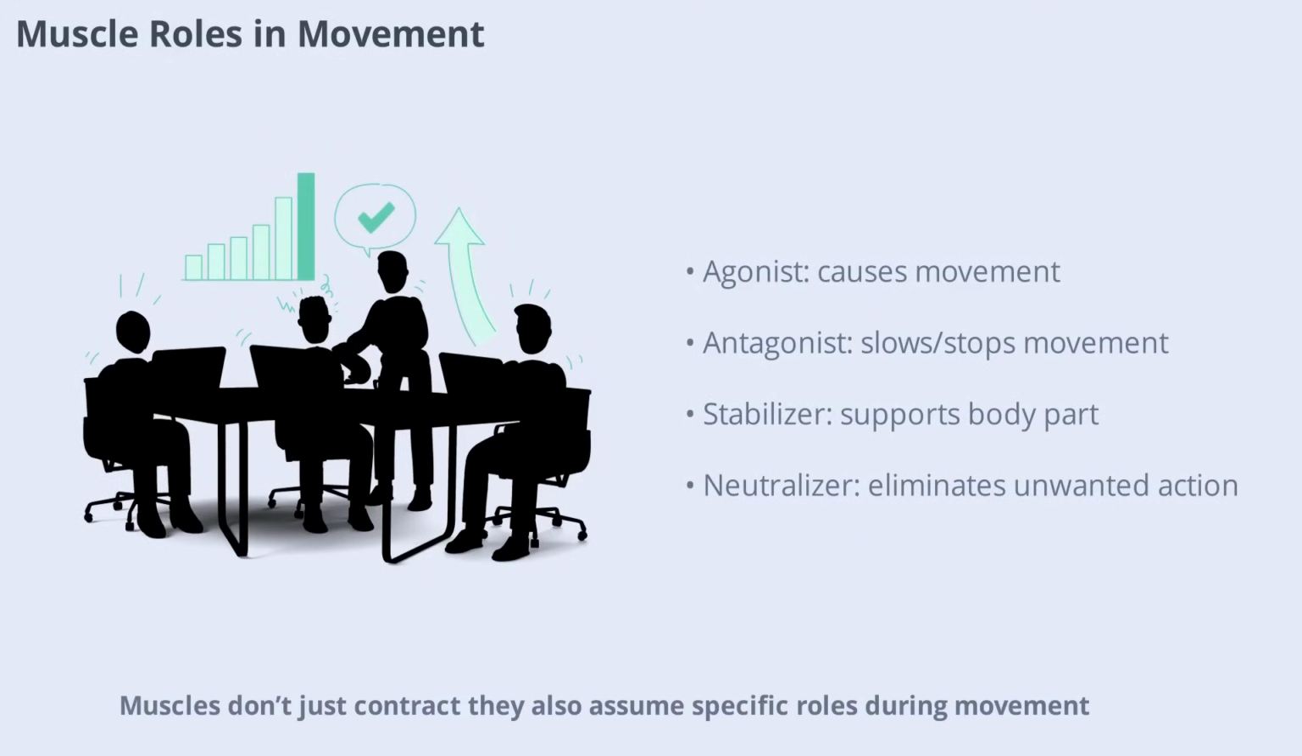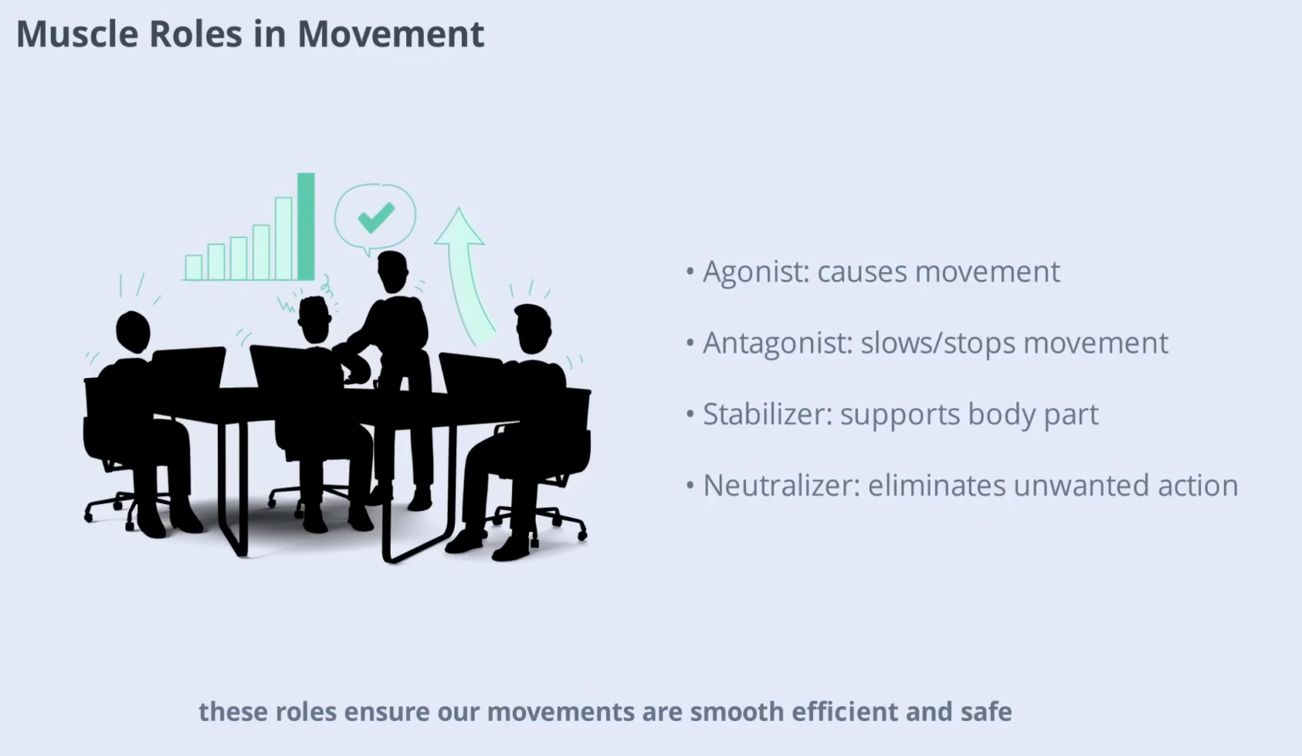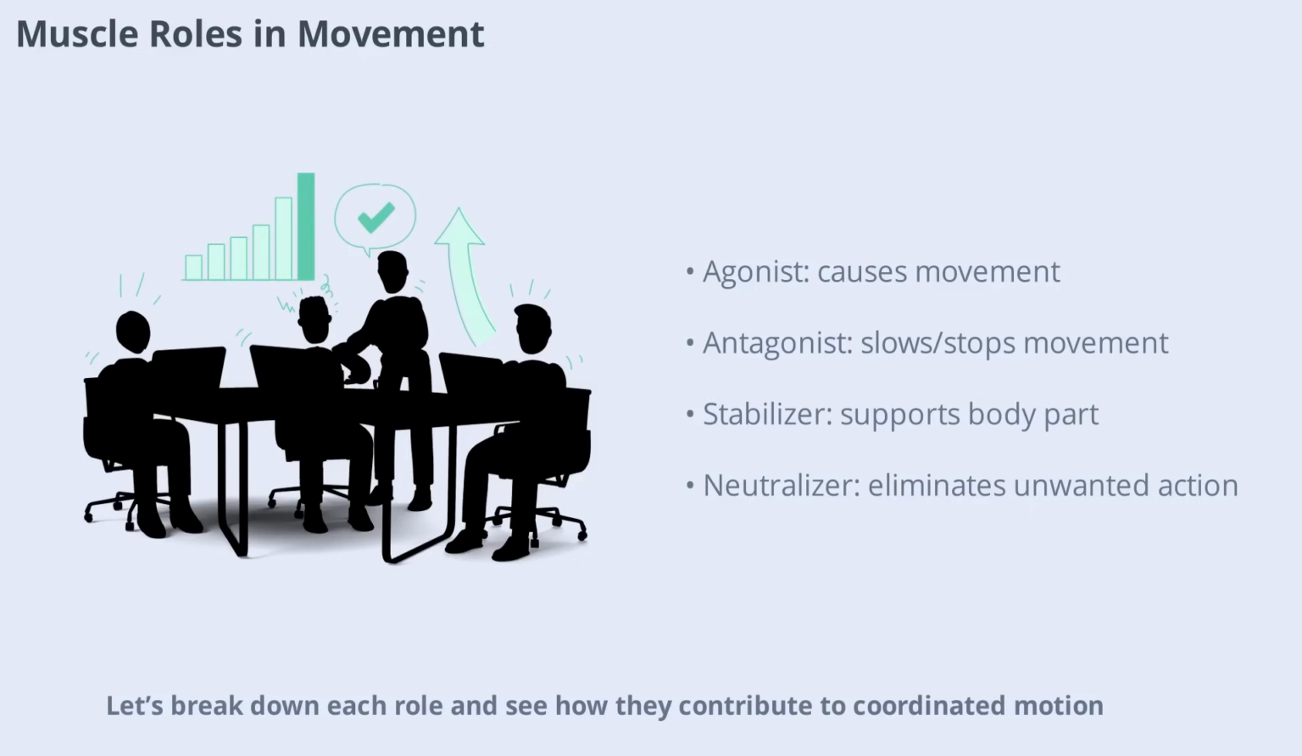Muscles don't just contract, they also assume specific roles during movement. The main roles are agonist, antagonist, stabilizer, and neutralizer. Each muscle's function depends on the movement being performed and the forces involved. By working together in harmony, these roles ensure our movements are smooth, efficient, and safe. Let's break down each role and see how they contribute to coordinated motion.